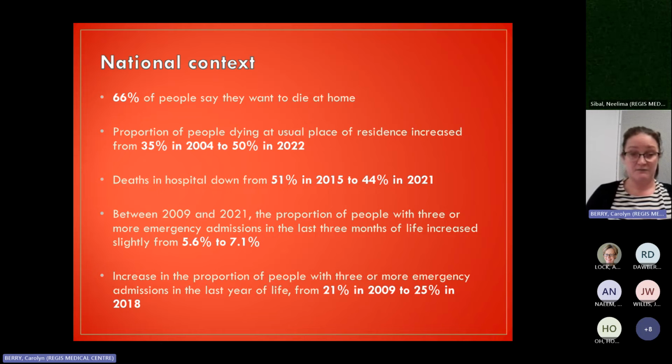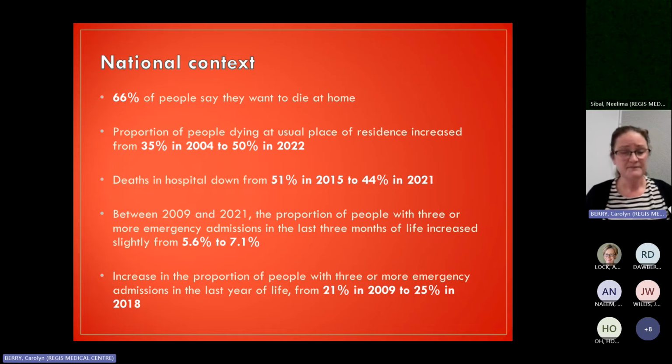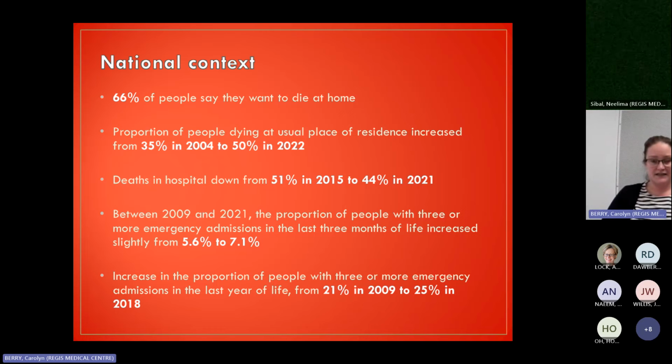Deaths in hospital were down from 51% in 2015 to 44% in 2021. I know the years on these stats don't match up, but I had to take the stats where they were. The last two bullet points there are basically to show that unplanned admissions, emergency admissions in the last 3 months and the last year of life are gradually increasing, but only by quite small margins, and that's mirrored locally as well.